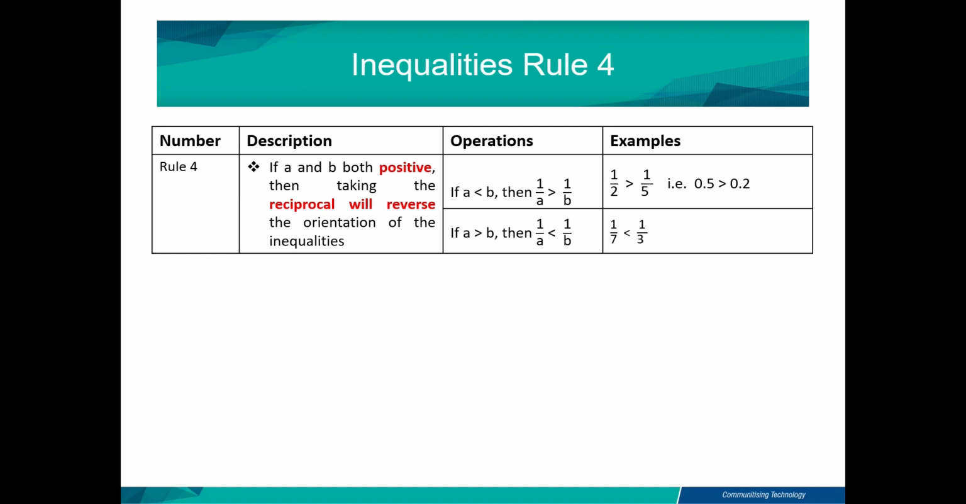Rule number 4. If a and b are positive numbers, then taking the reciprocal will reverse the orientation of the inequality. For example, a is less than b, but when we take the reciprocals 1 over a and 1 over b, the less than sign will change into a more than sign.